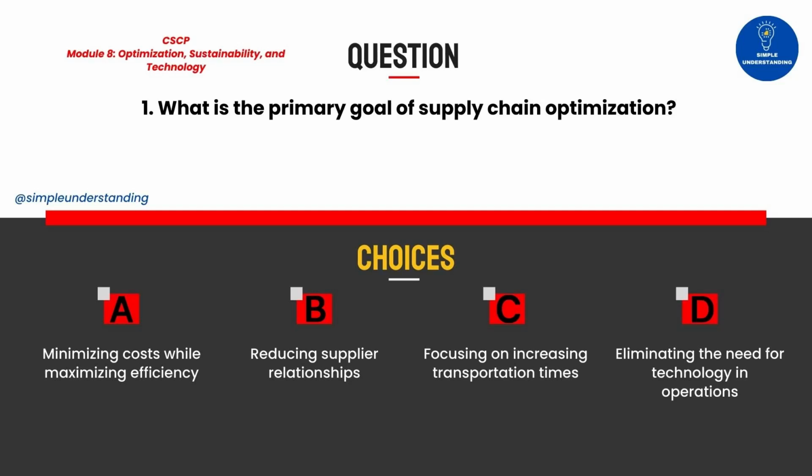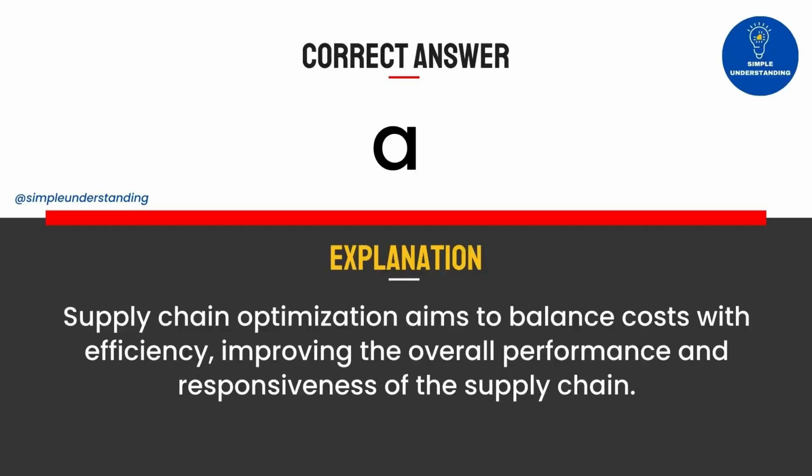What is the primary goal of supply chain optimization? A. Minimizing costs while maximizing efficiency. B. Reducing supplier relationships. C. Focusing on increasing transportation times. D. Eliminating the need for technology in operations. Correct answer: A. Explanation: supply chain optimization aims to balance costs with efficiency, improving the overall performance and responsiveness of the supply chain.